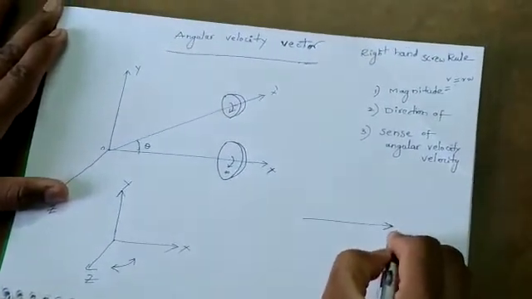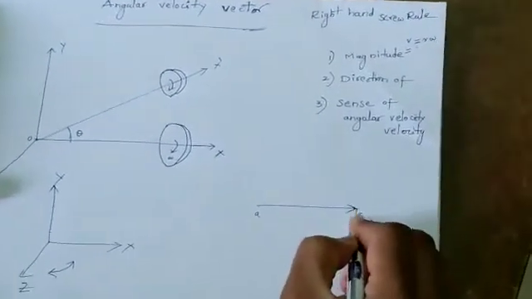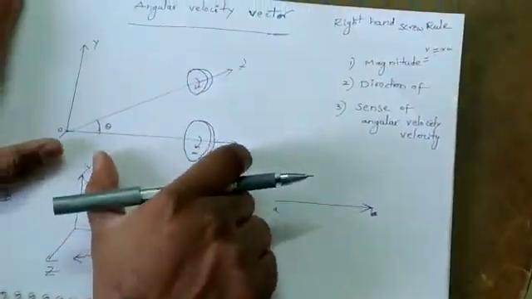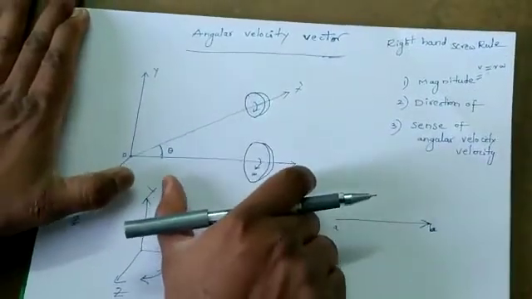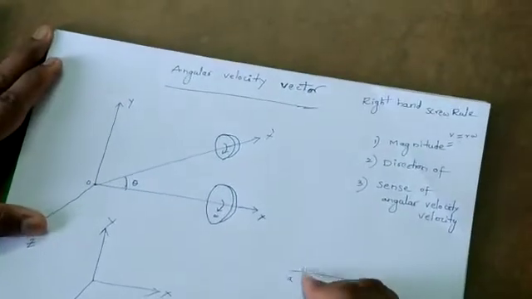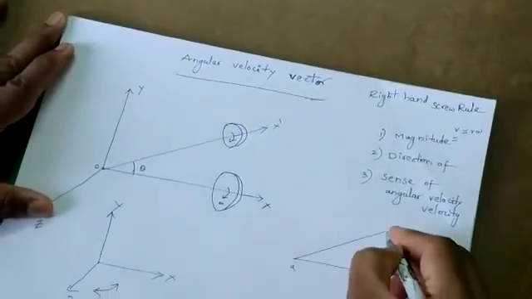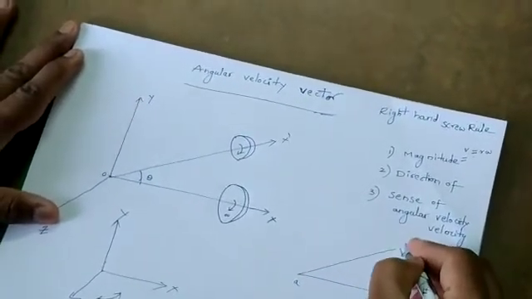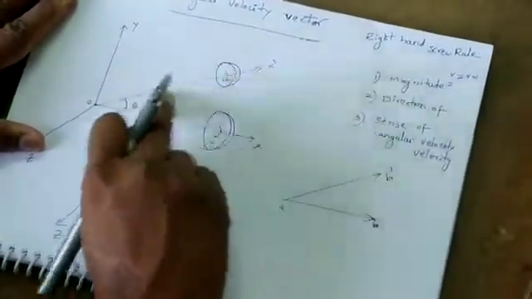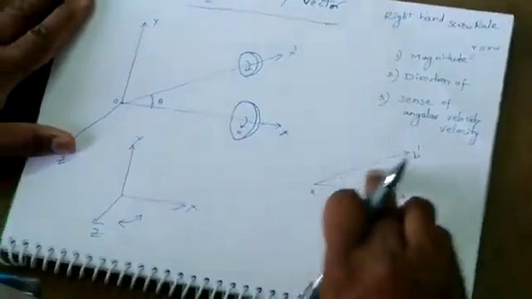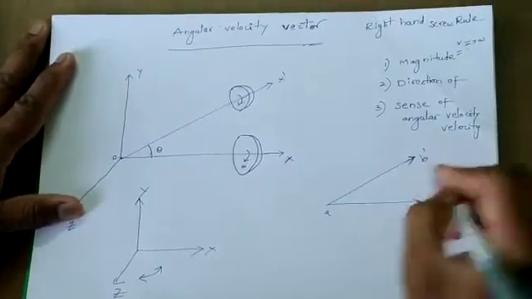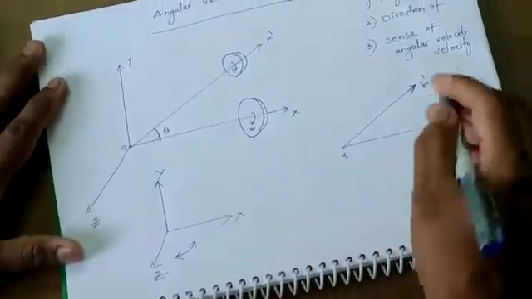This is A, this is B, and similarly the axis of rotation of the rotor is shifted from OX to OX dash. The corresponding angular velocity vector will be like this, AB dash. Earlier it was AB, and since this is the direction of rotation of the rotor, this is the direction, and the sense is something like this, this is the sense of the angular velocity vector.